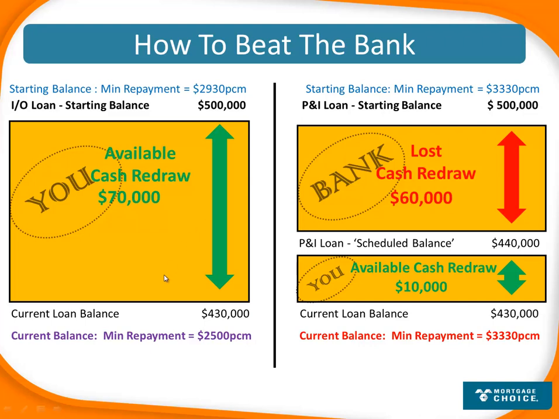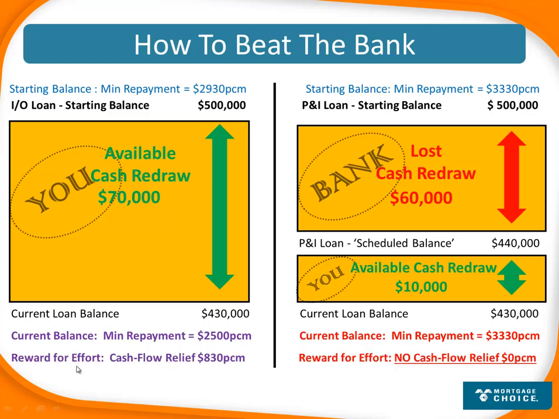However, things in life sometimes change. There are families that are having children and go down to one wage. They have that choice to go down to that $2,500 per calendar month. If you're set up on principal and interest, you don't have that choice. Also, you get the reward of cash flow relief, $830 per calendar month, if you choose to do that.